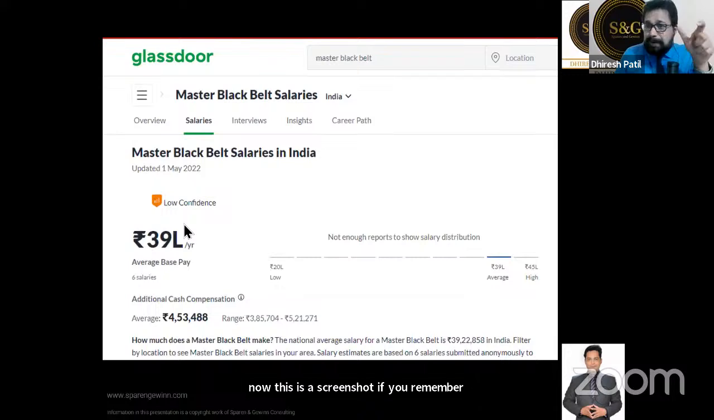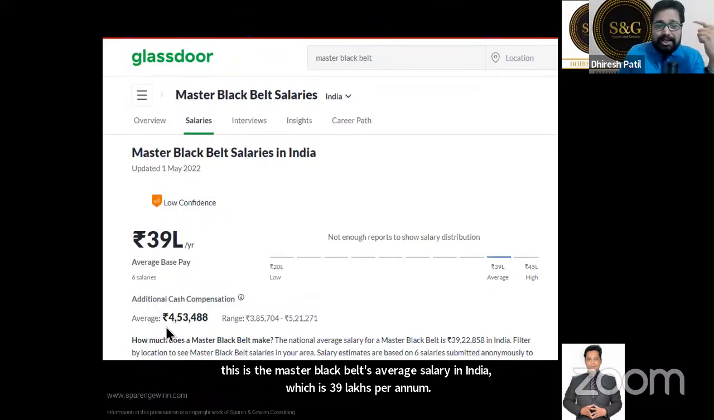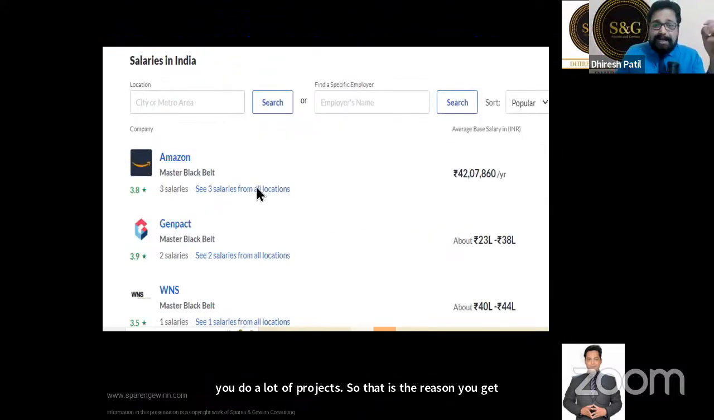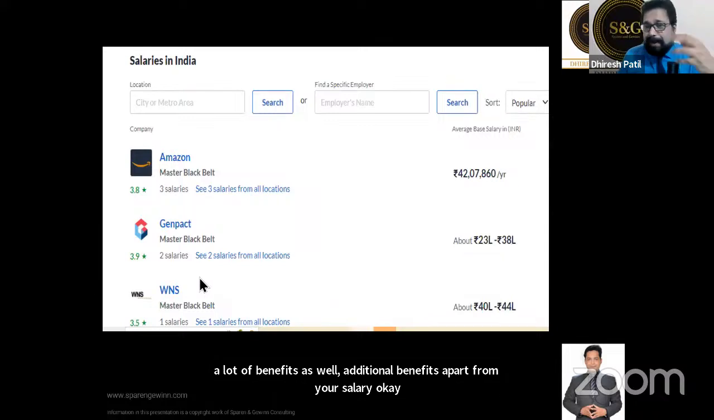So this is the master black belt's average salary in India, which is 39 lakhs per annum, which is the base salary, and the additional cash component of 4.53 lakhs. Okay, because you do a lot of projects. So that is the reason you get a lot of additional benefits apart from your salary. Okay. And these are the companies like Amazon, Genpact, WNS.